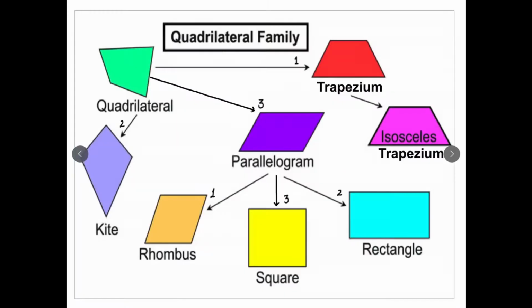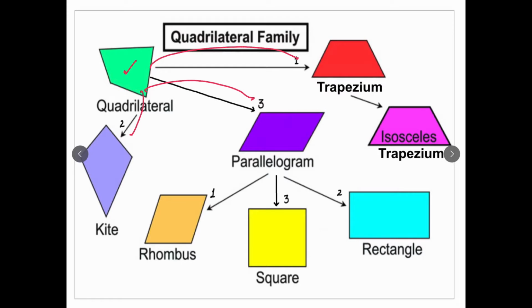So let's start with the trapezium. Before that, we have this family of quadrilaterals. First we have here the quadrilateral, which is the general shape of a quadrilateral. There are majorly 3 types of quadrilateral. First one is a trapezium, second we have kite, and third is the parallelogram.